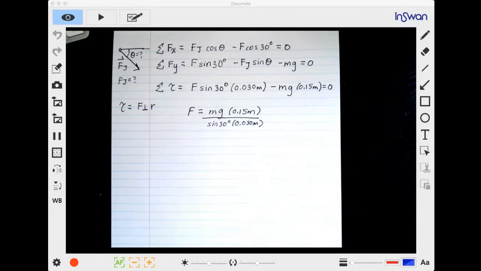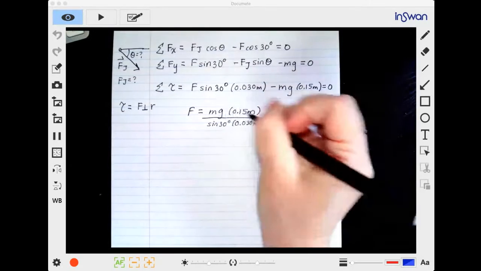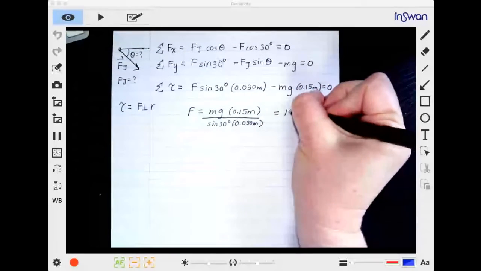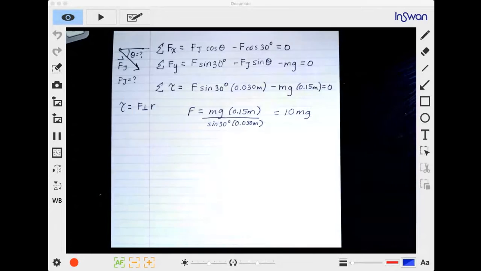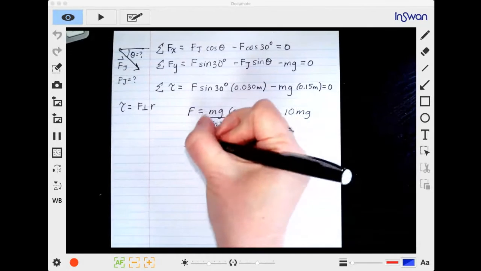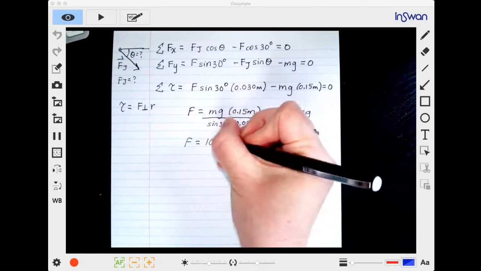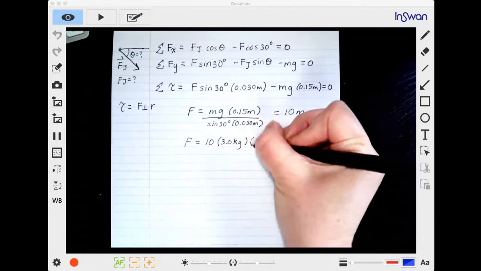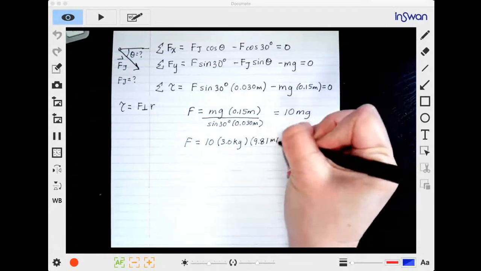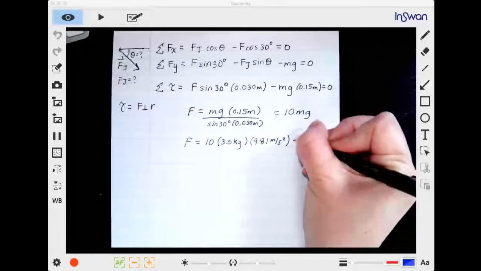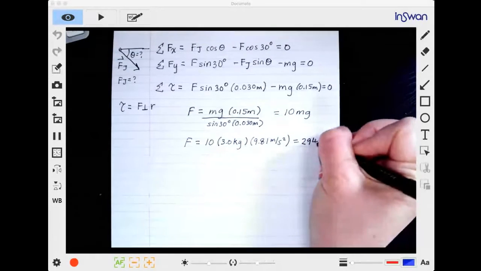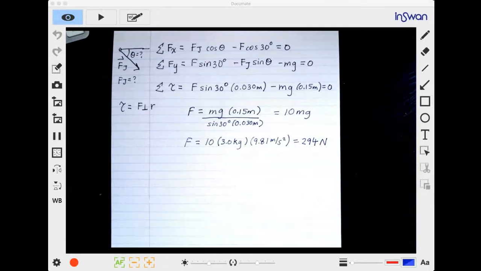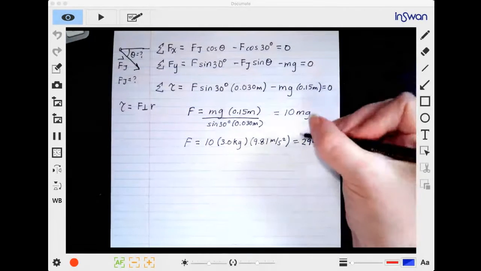And it turns out this is exactly equal to 10. Those numbers, 0.15 divided by 0.03 divided by sine of 30, which is a half, is just 10 times mg. And so we get the magnitude of the force is 10 mg. We plug in the mass of the arm, which was 3 kilograms, and we plug in our g, 9.81 meters per second squared, and we get about 294 newtons for our force.